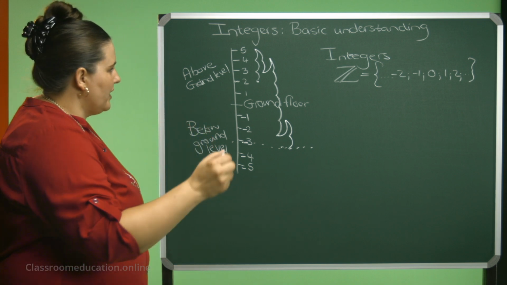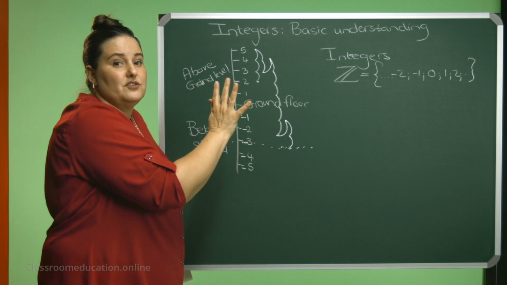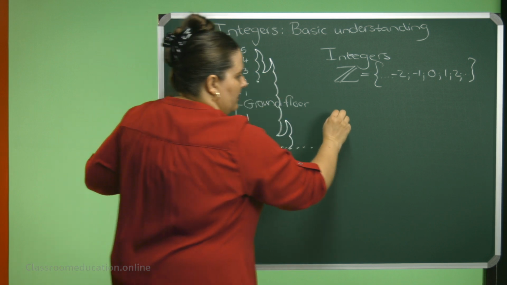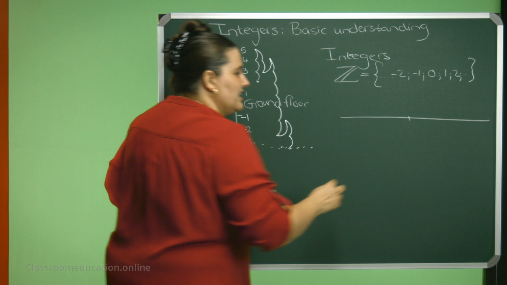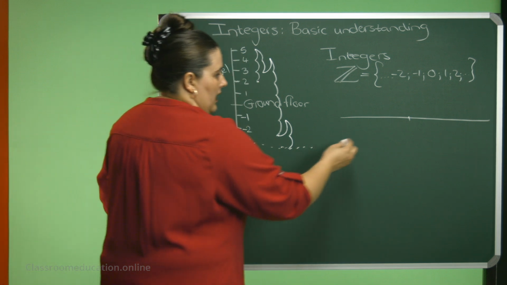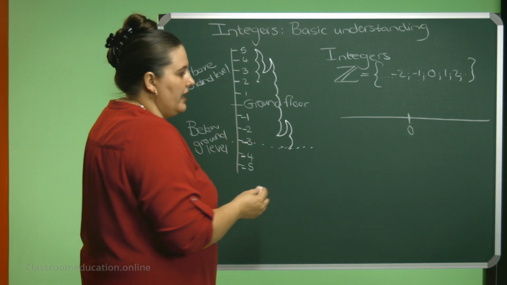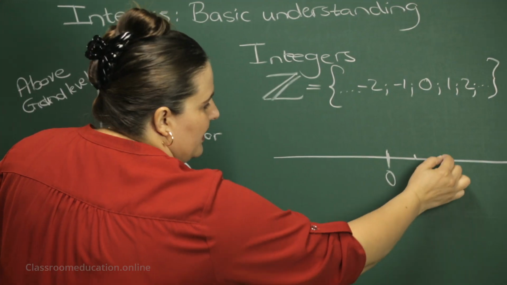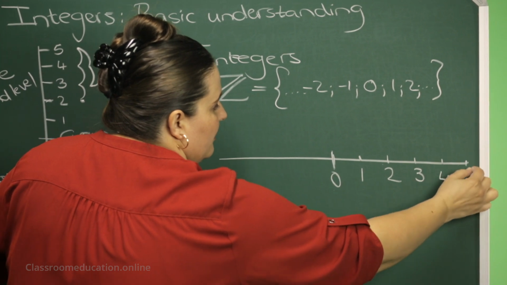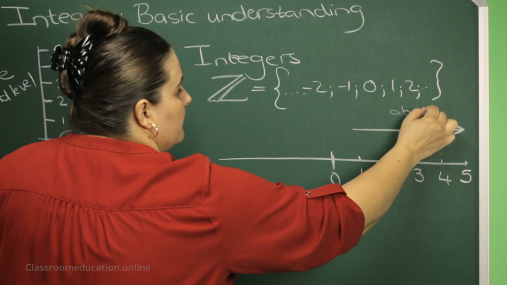Okay, now what I'm going to do is I'm going to take our example here and I am going to rotate it 90 degrees clockwise. I'm going to let it fall like this. So what am I actually doing? I am creating a number line. Our ground floor there, I would say, is 0. Okay? Then 1 above, 2 above, 3 above, 4 above, 5 above. So this will be above.